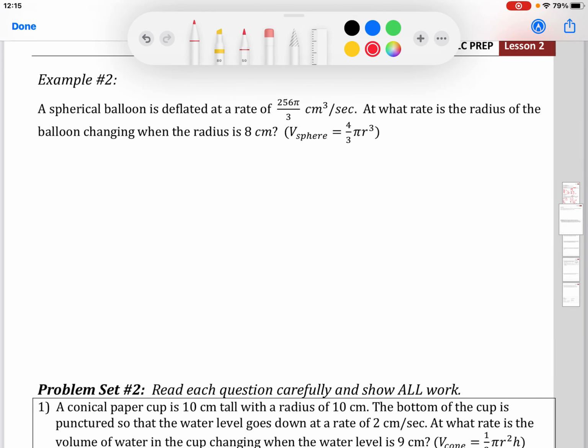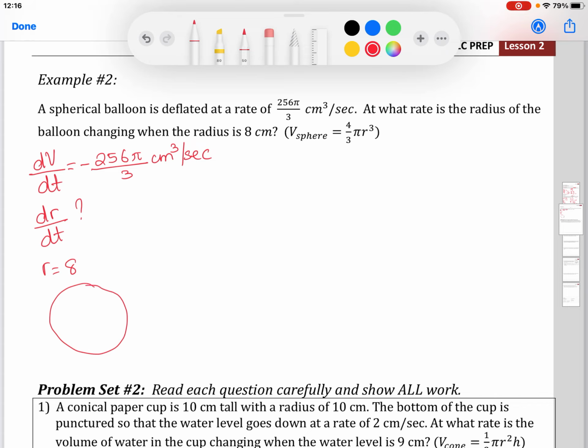Okay. Next question. It's saying a spherical balloon is deflated. Deflated means what? The volume is decreasing, right? So at a rate of 256 pi over 3 centimeters cubed per second. So my volume is decreasing, meaning it's going to be negative 256 pi over 3 centimeters cubed per second. At what rate is the radius of the balloon changing? So I want to find the rate at which the radius of the balloon is changing. So dr/dt, I don't know that when the radius is 8 centimeters.